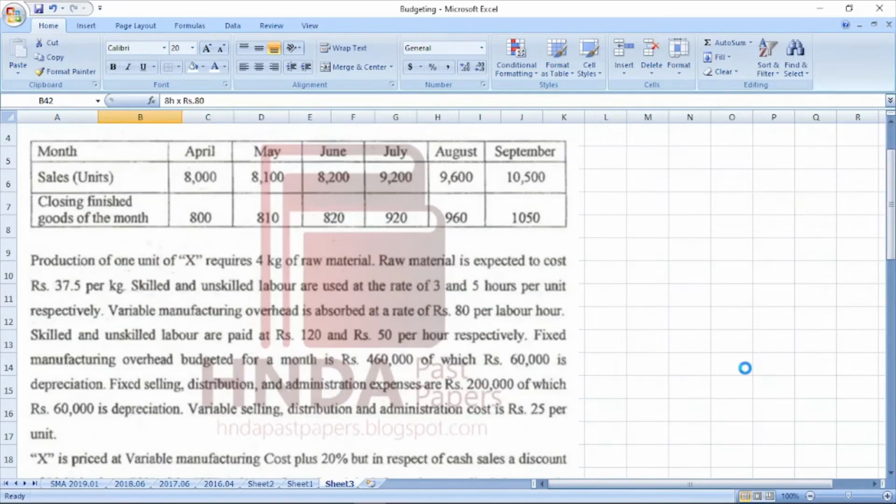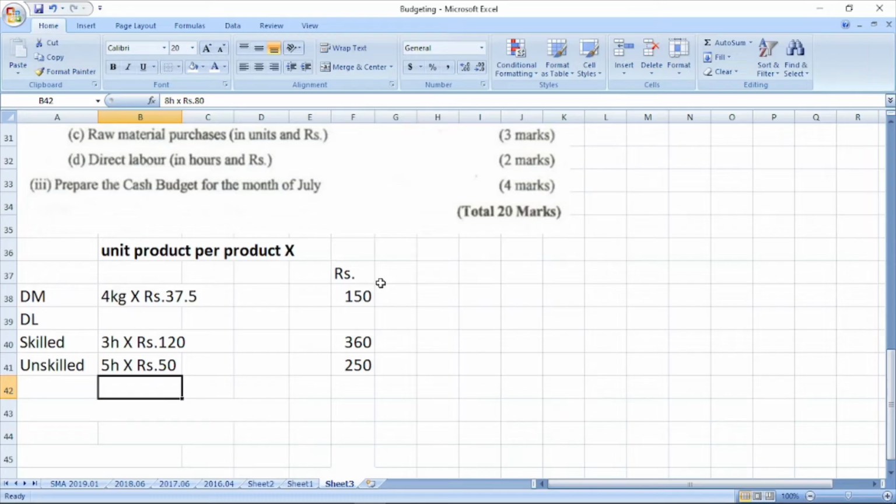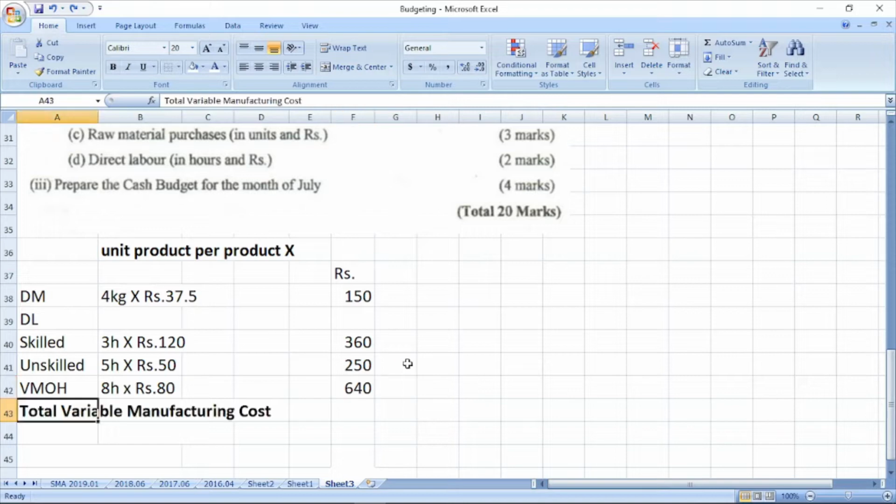Next, they say variable manufacturing overhead at a rate of 80 per labor hour. The 80 per hour variable overhead, and how many hours? It is 3 plus 5, 8 hours total. 8 hours into 80 rupees is 640. Now we can get the total variable manufacturing cost. It is 150 plus 360 plus 250 plus 640, which is 1400.